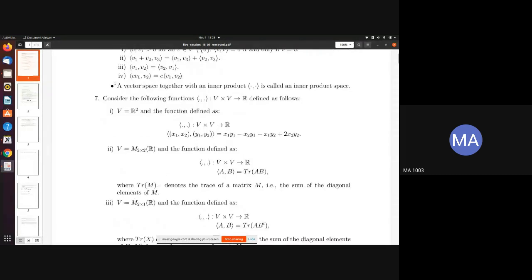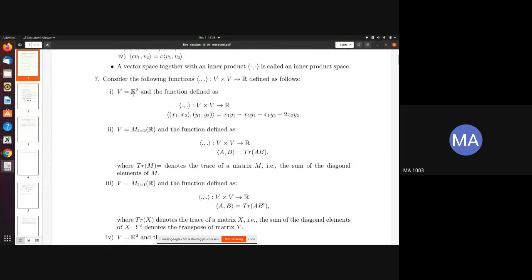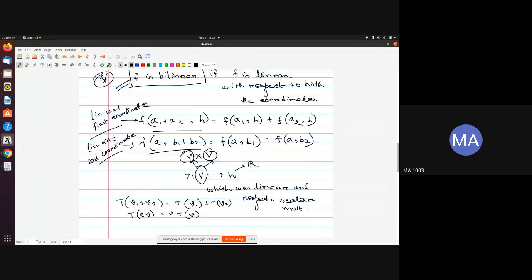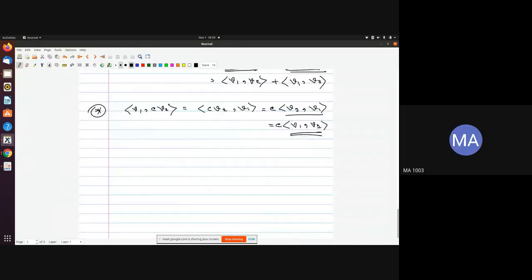And now you can check. I have taken some questions. Suppose I want to check for the second one. My vector space is 2 cross 2 matrices, and I am giving you the trace. Will it be an inner product? Is trace of the product of 2 matrices an inner product? So basically, I am getting it is an inner product, right?